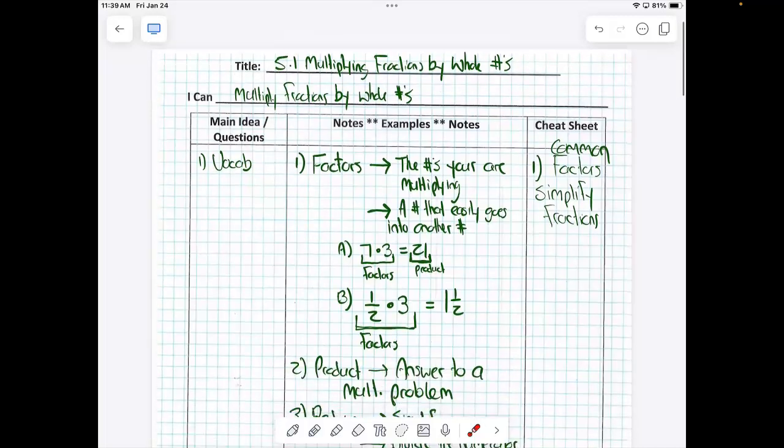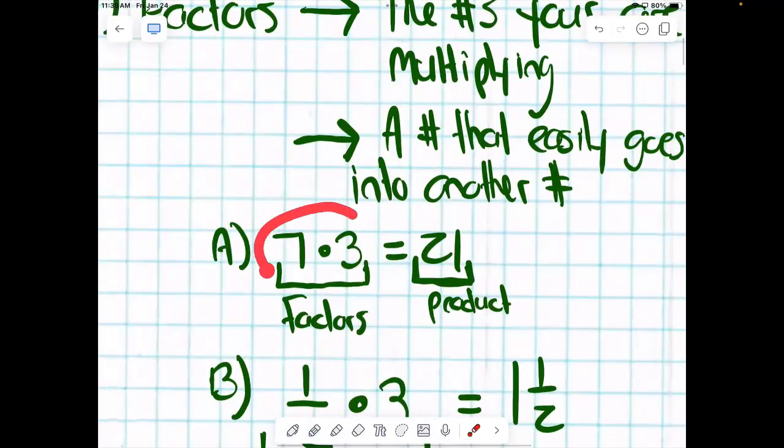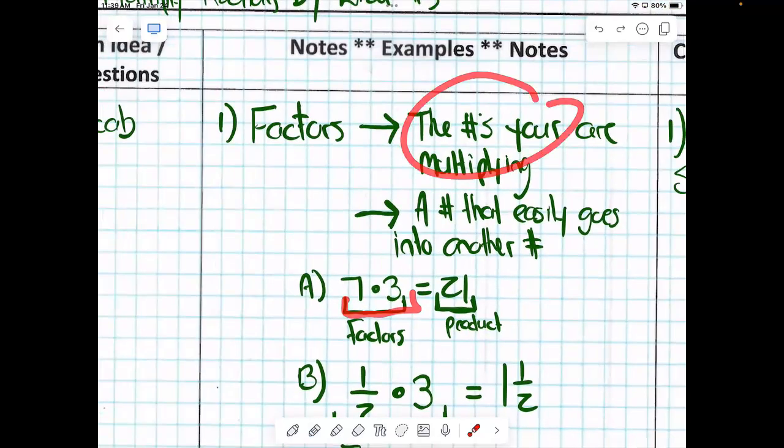Yes. Okay, real quick review here. Factors. We said factors are the numbers you're multiplying, right? Yes. We also said they are the numbers that easily go into another number, yeah? Yes. So here's our example. Are you multiplying 7 times 3? Yes. So they're factors, right? Yes. So we said numbers you're multiplying are factors.